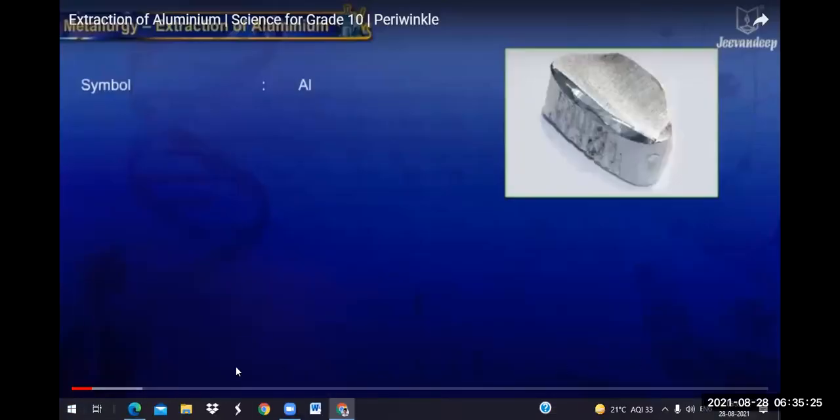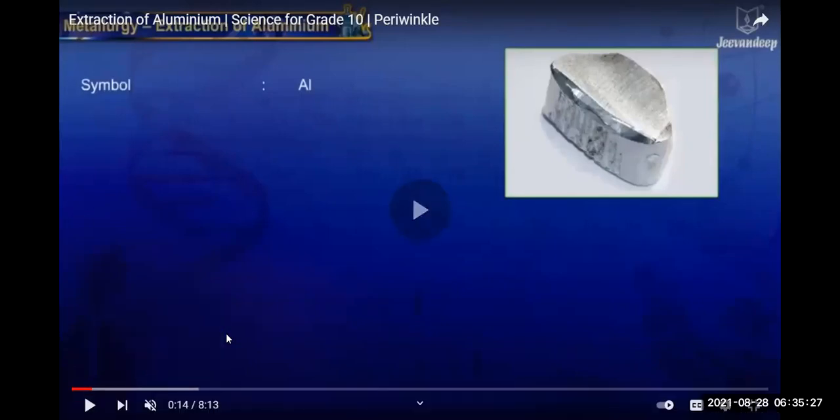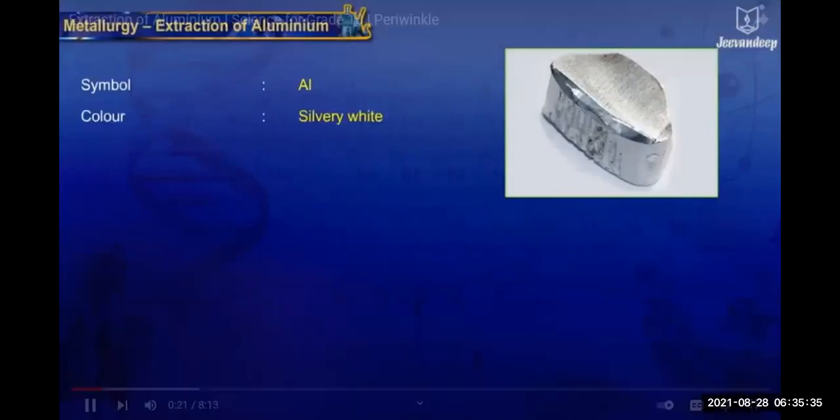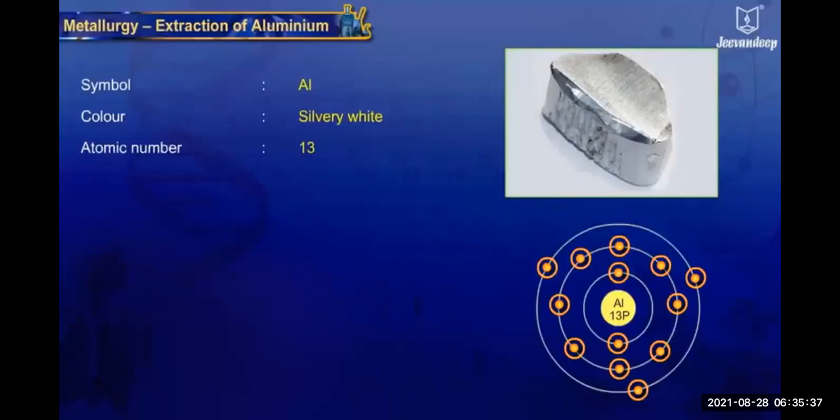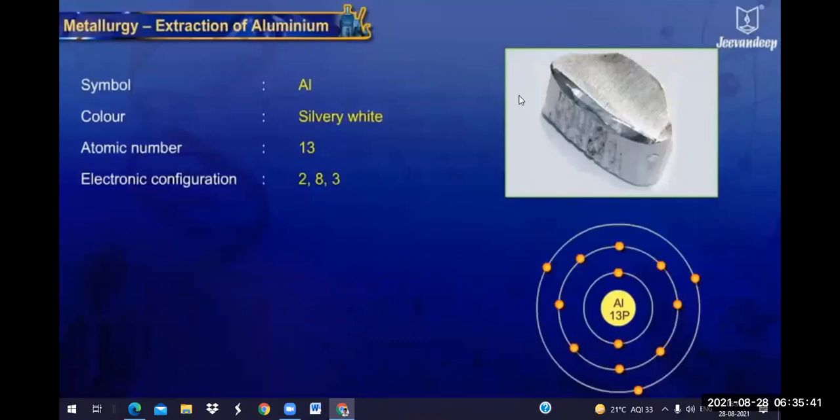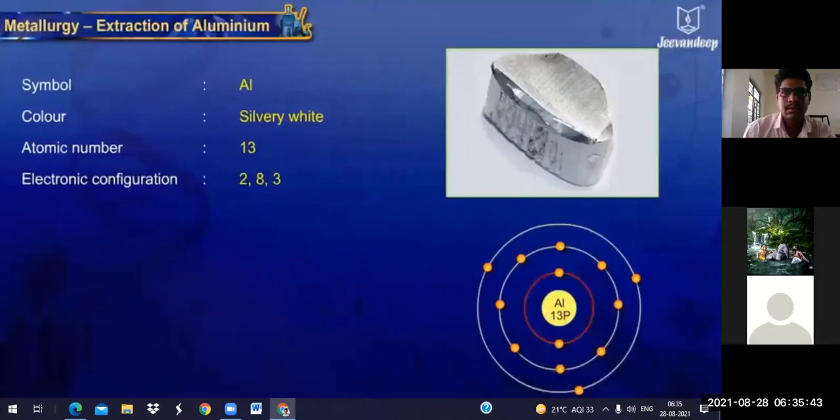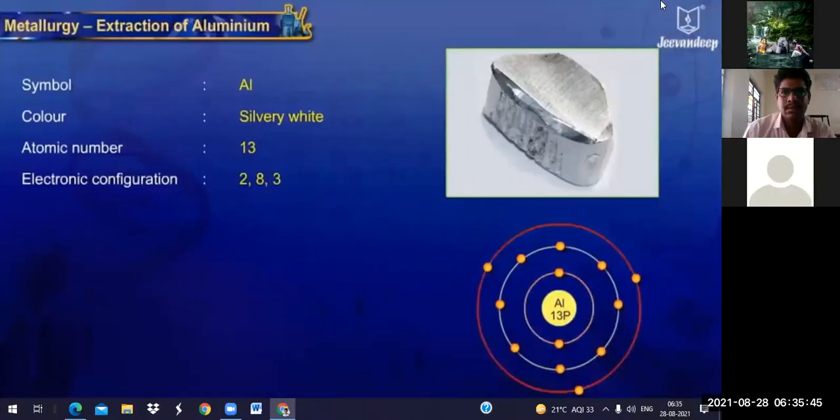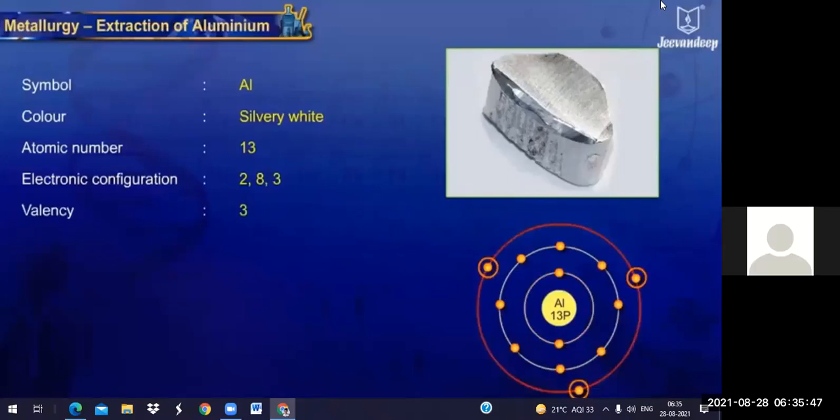Now here, aluminium. It is a silvery white metal with an atomic number of 13. Its electronic configuration is 2, 8, 3 and its valency is 3.